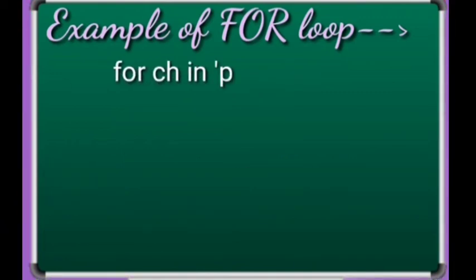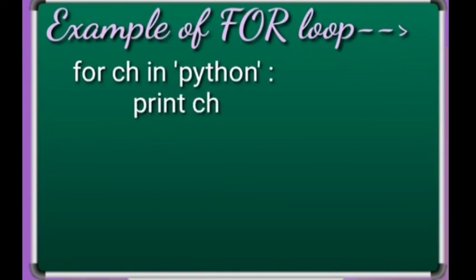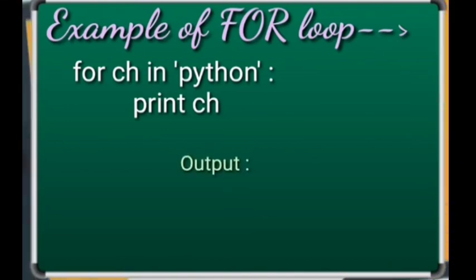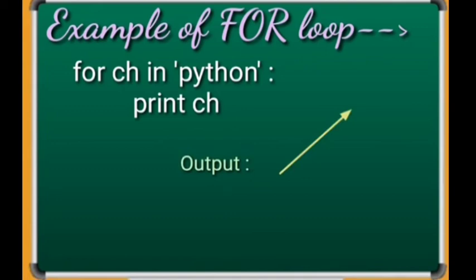Let's see another example of the for loop in which I have defined a string. You can see here I have written for ch in Python, and then the print statement, print ch. So here ch is a variable name which will read each character from the string one by one in a sequence, and it will be printed in that order. For example, P, then Y, then T, then H, then O, and then N. So this is how, students, the for loop works.